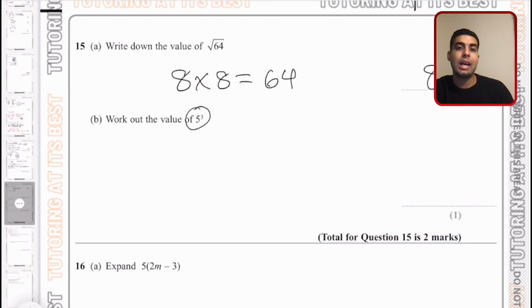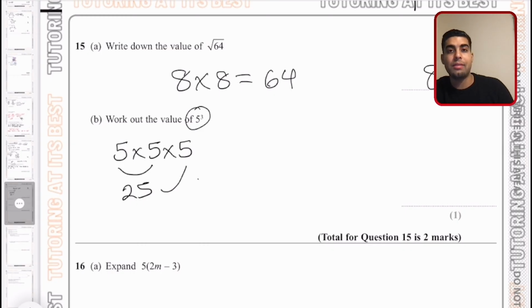And then again, if we take a look at our powers, the second question asks us to cube 5, which means we're multiplying 5 by itself 3 times. So we know 5 times 5 is 25, and then 25 times 5 is 125. We can simply write that down in our answer box.